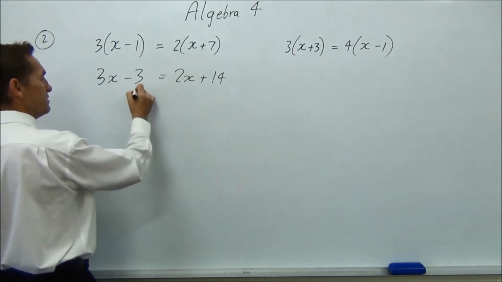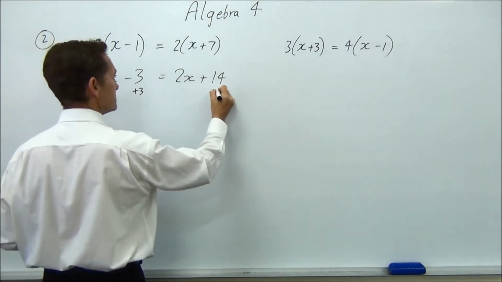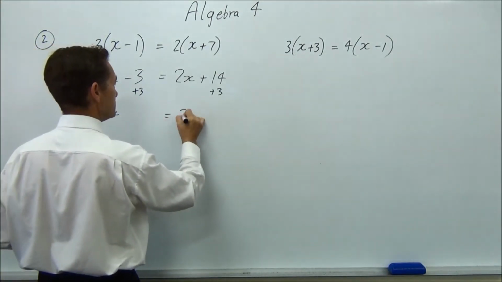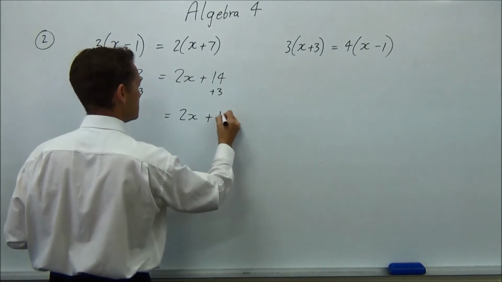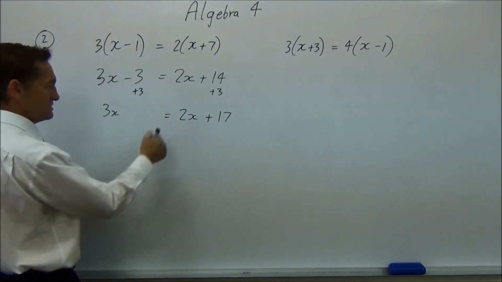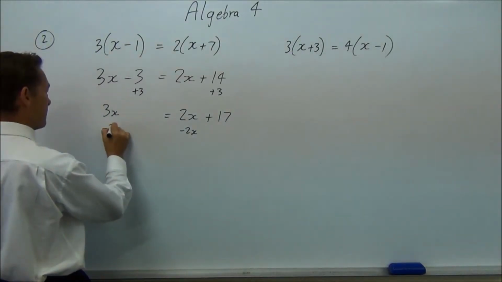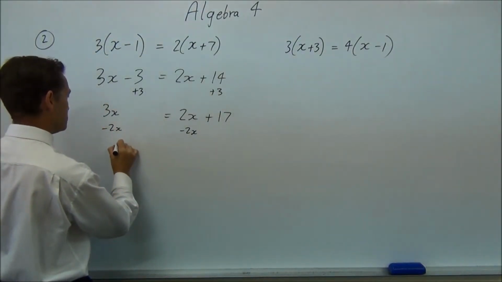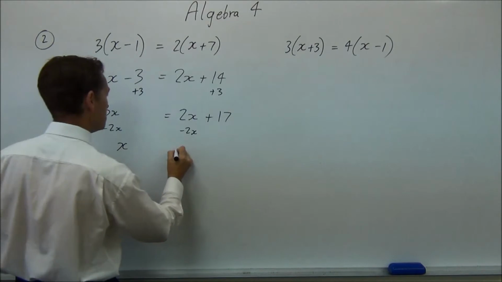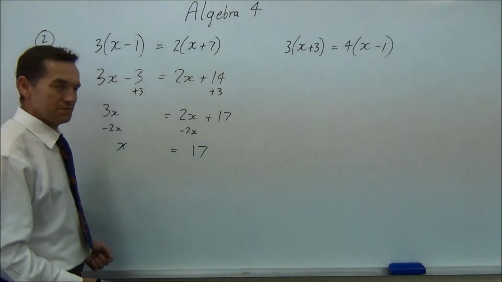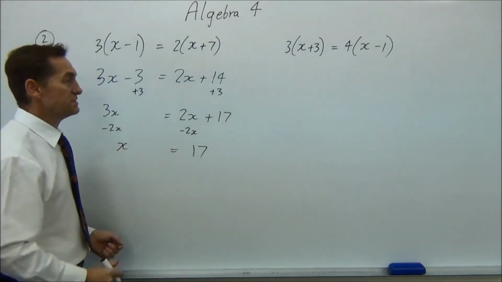We'll add 3 to both sides. And we're going to get 3x equals 2x plus 17. I'm going to take off 2x. I'm going to get x equals 17. And you're done. Pretty straightforward. Let's do the next one.